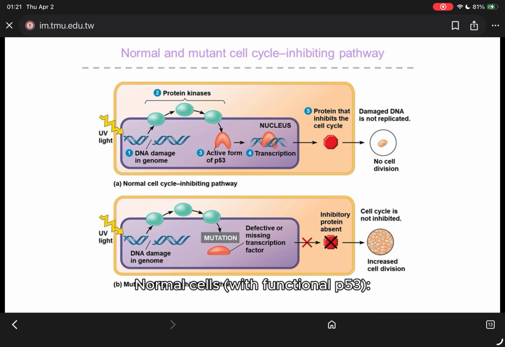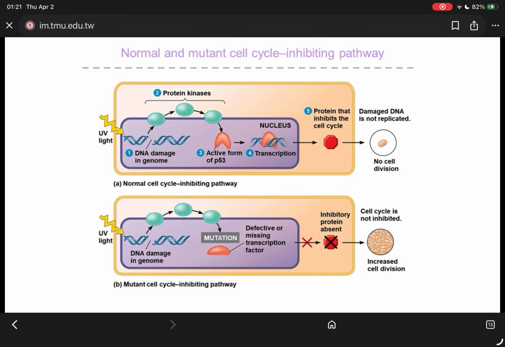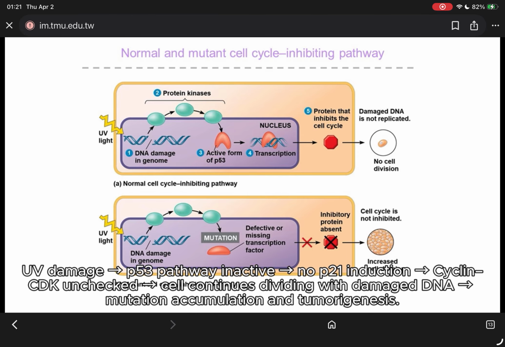Summary: normal cells with functional p53, UV damage, DDR activates p53, p53 induces p21, p21 inhibits cyclin CDK, cell cycle arrest, DNA repair before division. Mutant cells, p53 deficient, UV damage, p53 pathway inactive, no p21 induction, cyclin CDK unchecked, cell continues dividing with damaged DNA, mutation accumulation, and tumorigenesis.